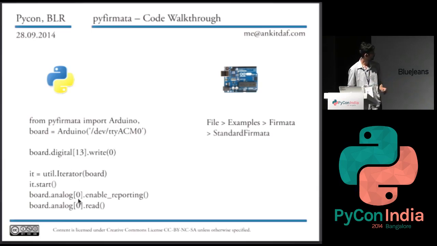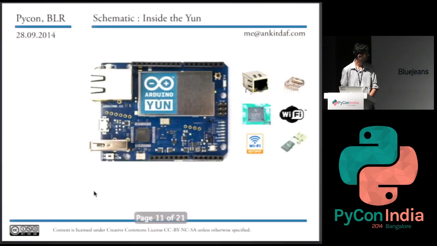If you want to do analog though, it's slightly tricky. So what happens is the Firmata handles an analog read. It continuously reports value, and you need to specify when to start and stop. So you just say enable reporting and read, but that can easily be handled as well.